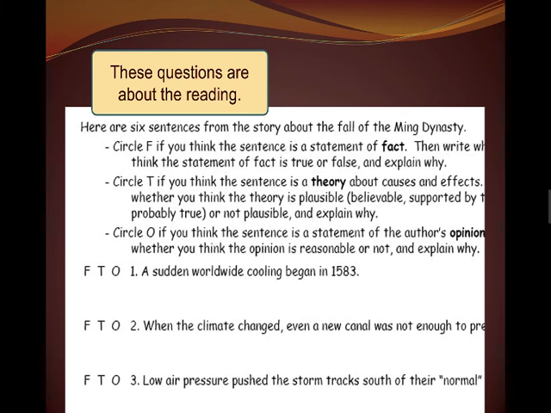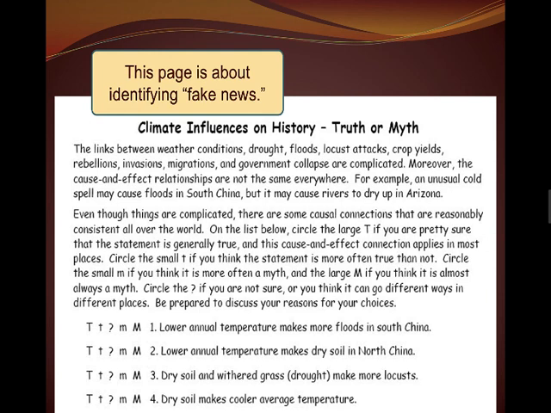And then there are some questions. And there's two versions of these questions. The questions ask students to circle an F if you think this sentence taken from the story is about fact, or if it's about a theory, or if it's about an opinion. Because the whole lesson is really an ELA lesson about discriminating different kinds of sentences, facts, theories, and opinions. Then there's a page about fake news. That probably is a pretty important topic for students to be talking about these days too.